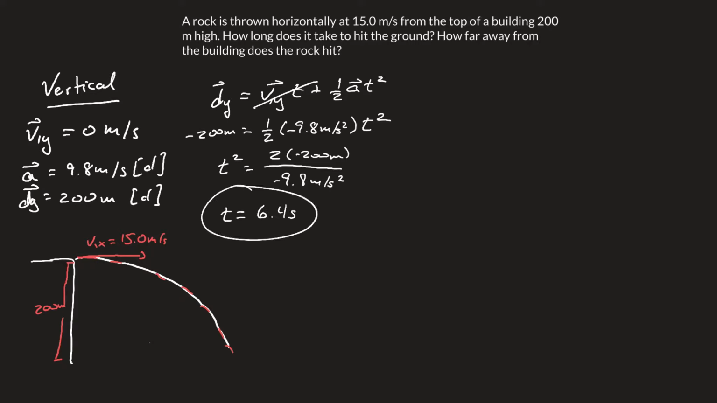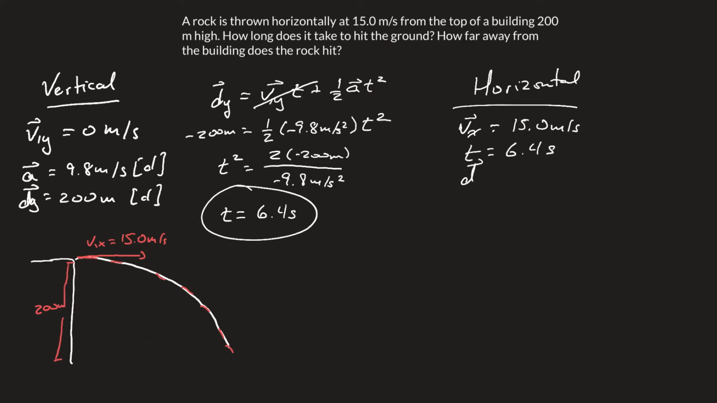We can now take this and do our horizontal math. So our horizontal math, we know that Vx is 15.0 meters per second. Our time is going to be constant between the vertical and horizontal components. And now we're just looking for the x component of our displacement.